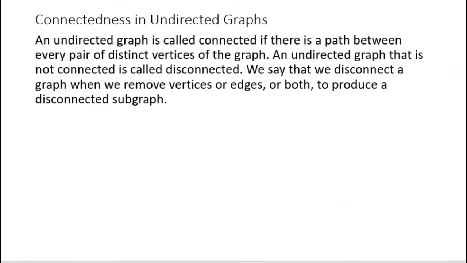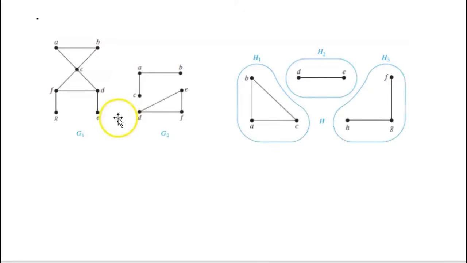Now let us talk about connectedness in undirected graphs. What is connectedness in an undirected graph? Just look at this quickly, and then we will explain it through an example. An undirected graph is called connected if there is a path between every pair of distinct vertices of the graph. An undirected graph that is not connected is called disconnected. We say that we disconnect a graph when we remove vertices or edges or both to produce a disconnected subgraph. Let us talk about this through an example.